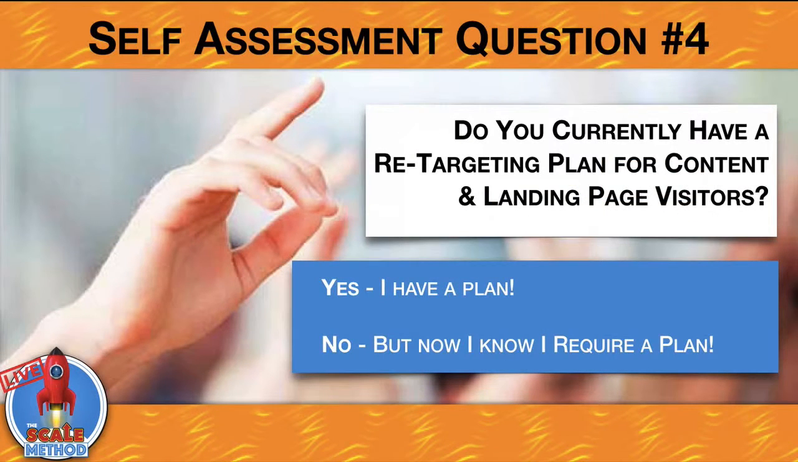Self-assessment question number 4: Do you currently have a retargeting plan for content and landing page visitors? If yes, great. But if no, you really require and deserve a plan that you put together so people can logically think through the process of why they want to purchase your products and services. Align the belief system and give people additional information so that they have what they need to buy, or they understand why they have to buy right now.